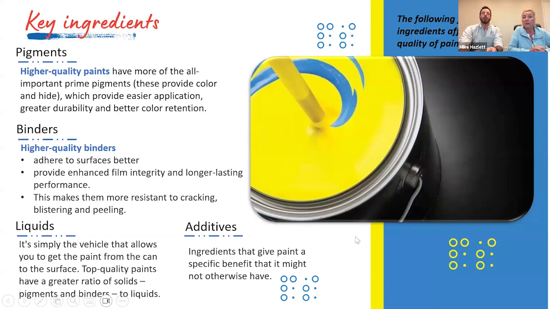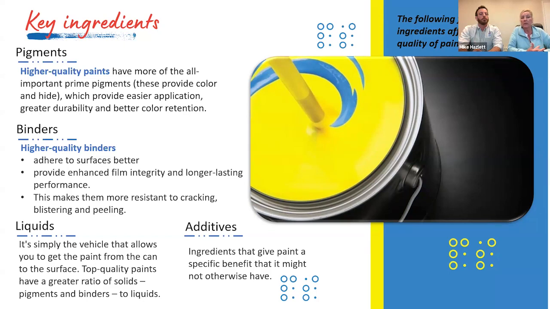Your pigments in your higher quality paints have more of the all-important prime pigments. These provide color and hide, which provides easier application, greater durability, and better color retention. The higher quality binders adhere to the surfaces better, provide enhanced film integrity and longer lasting performance. And this can make for more resistance to cracking, blistering, and peeling.